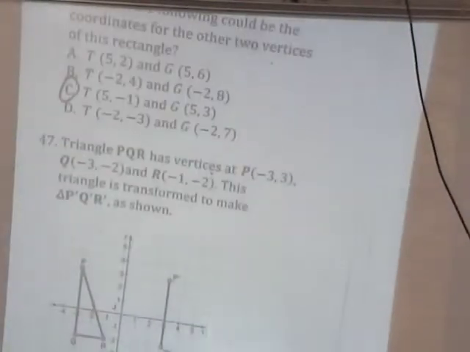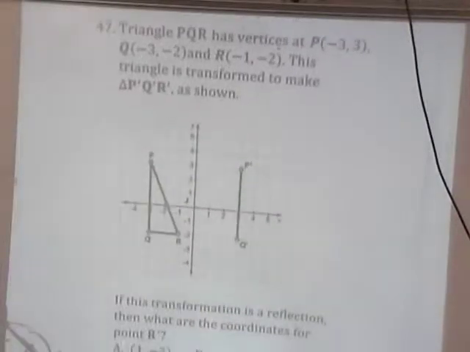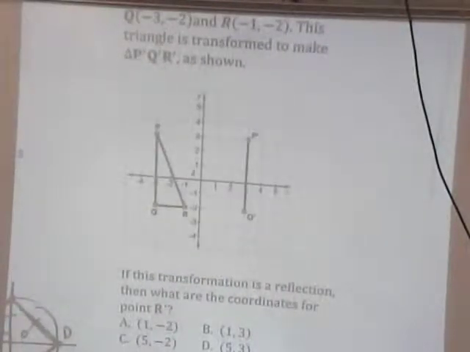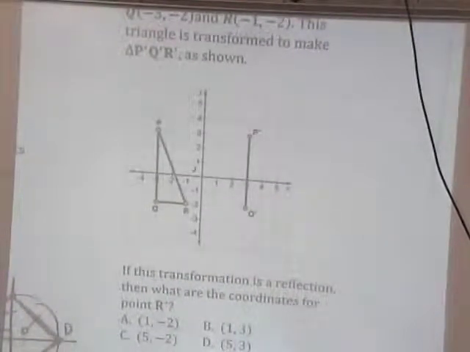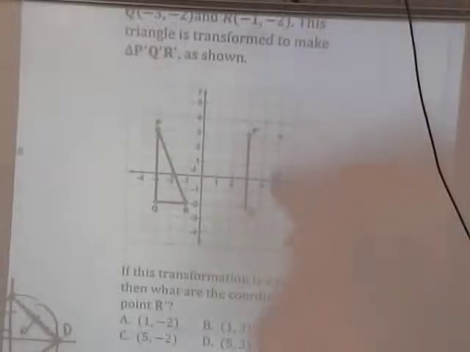All right, 47. Triangle PQR has vertices there. This triangle is transformed to make P prime, Q prime, R prime. If the transformation is a reflection, then what are the coordinates for R? Anybody get one? D. 5, 3 would be up here.